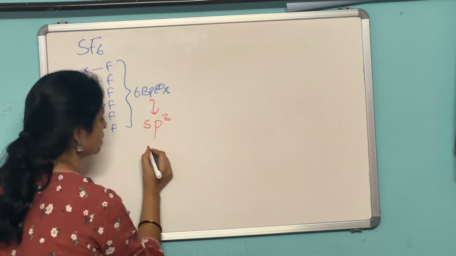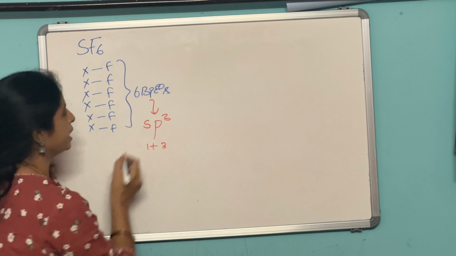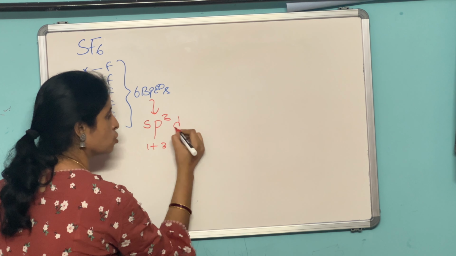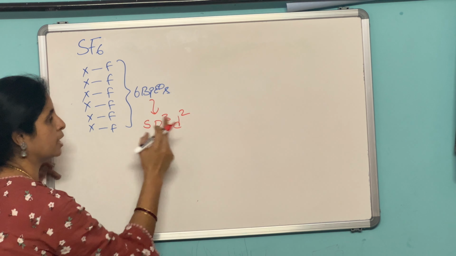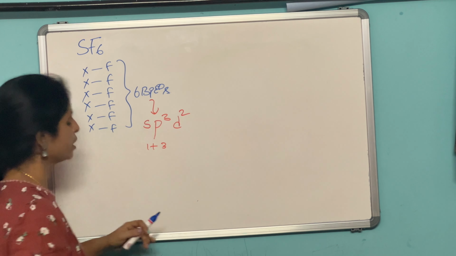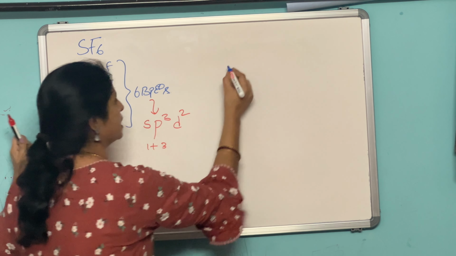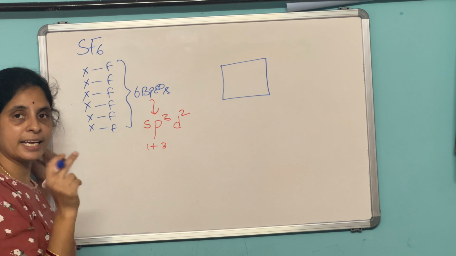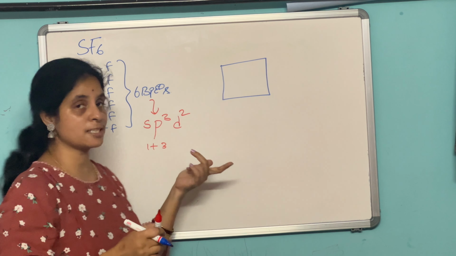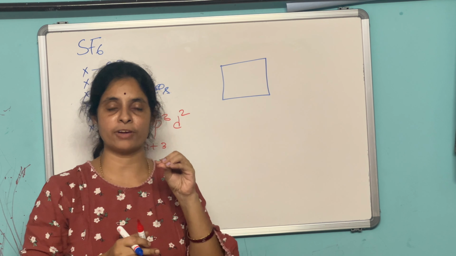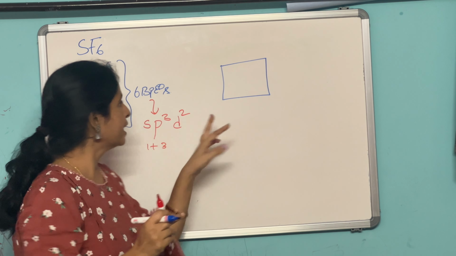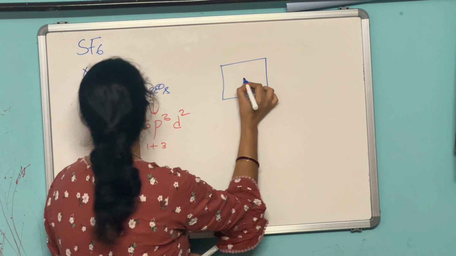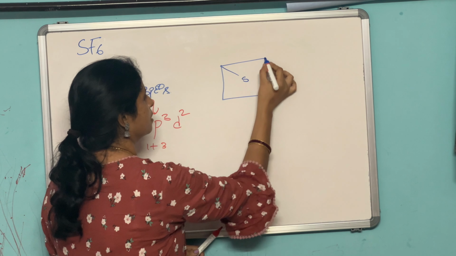sp3. sp3 means 1 plus 3, 4. Here we have 6 bond pair of electrons, so we are left with 2. So it is d2. sp3d2 hybridization, with the geometry of 6 meaning 4 plus 2. In the last case PCl5, 5 bond pair of electrons, 3 plus 2. Here it is 4 plus 2. Okay. So here it is the central atom S.